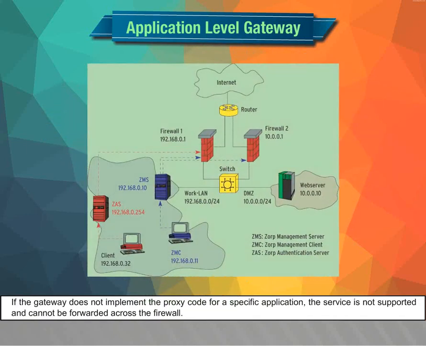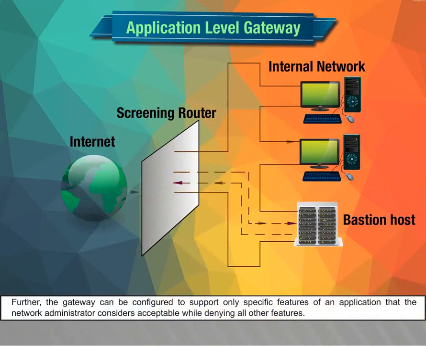If the gateway does not implement the proxy code for a specific application, the service is not supported and cannot be forwarded across the firewall. Further, the gateway can be configured to support only specific features of an application that the network administrator considers acceptable while denying all other features.